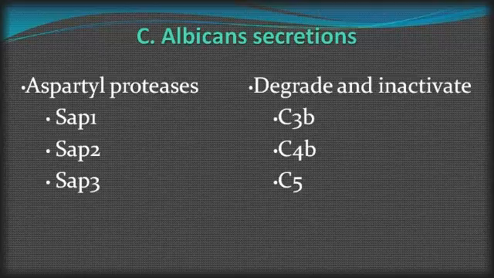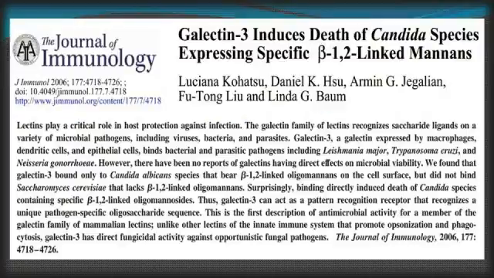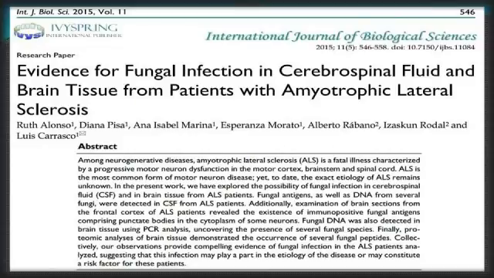Remember, C4b is from initiation, C3b is from amplification, and it also attaches to things and says kill me, but it's being dissolved here, and C5 is the beginning of the complement attack. Candida interacts to inhibit all of the pathways of complement. If you recall this graph, it shows a huge increase in galectin-3 in the spinal column of ALS patients. This particular study shows that galectin-3 kills candida. We also have that earlier study that showed candida in the brain and the spinal columns of ALS patients.